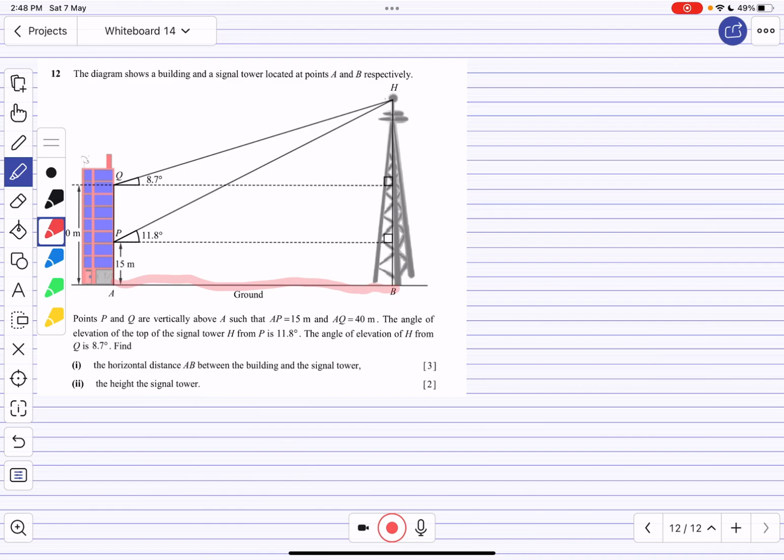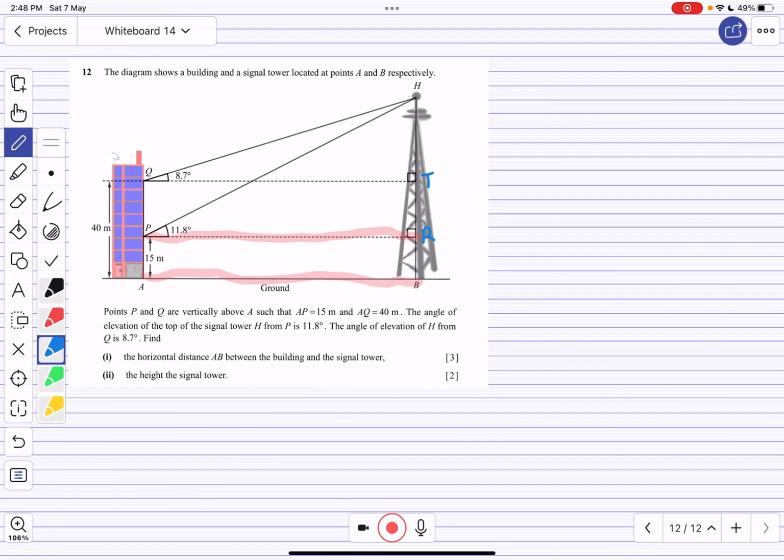Now, this AB will probably be the same as this line over here. I'm just going to call these PR and QT, for example, just to give some more letters to help support the question notation, right? So from here, if we let AB be X, then at the same time PR will also be X and QT will also be X.